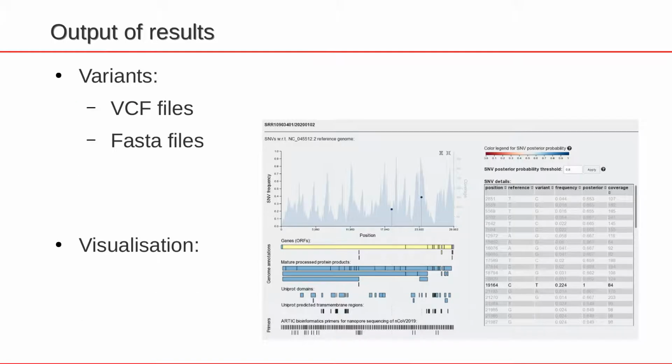To facilitate downstream analysis of the results, VPipe outputs its variants using standardized VCF files for the SNVs and FASTA files for the local haplotypes. Another feature is an interactive visualization report which helps people look at the various SNVs, look at how they map to the annotated regions of the genome or other interesting regions, such as, for example, primers, and can be filtered by quality level.